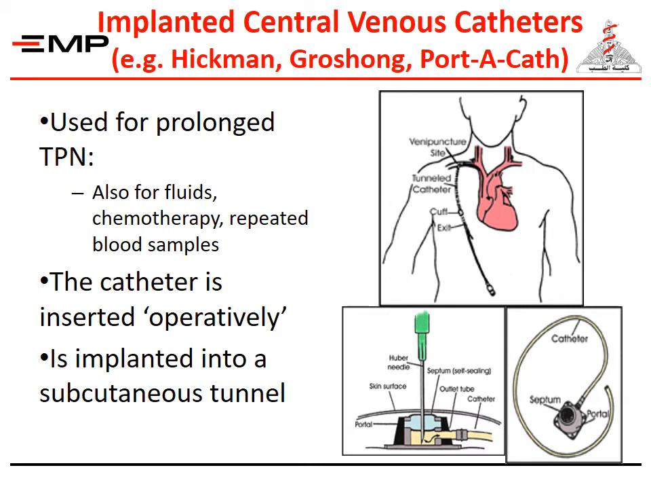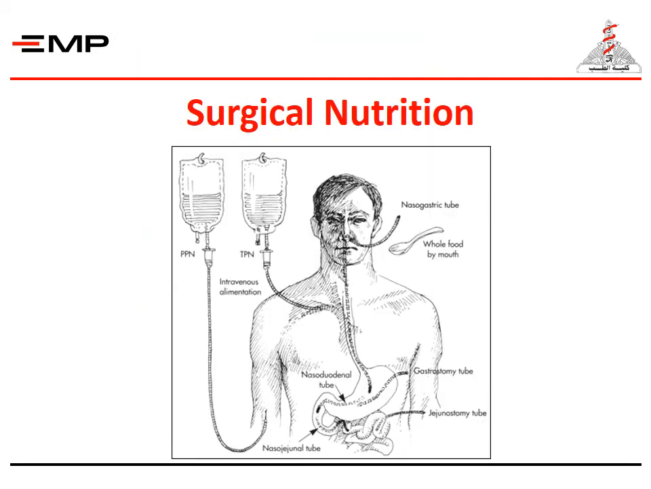For chemotherapy administration, the catheter end is cut short and connected to a chamber implanted under the skin. The medications are injected through the diaphragm of the chamber. This diagram demonstrates the common routes of nutritional delivery.